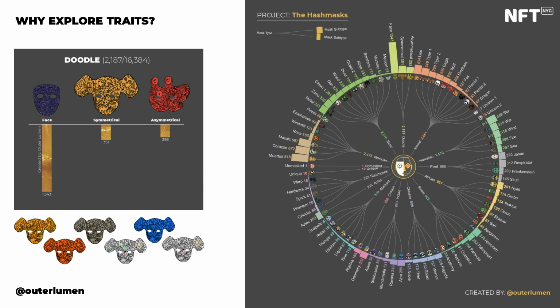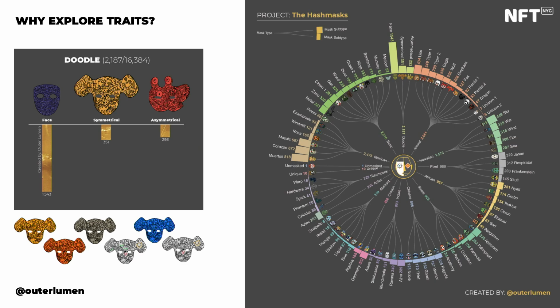I used to work for the Hashmasks for 1.5 years, which is, I guess, an OG NFT project. And the traits were really complex. One of the things that I did is I updated the metadata on OpenSea to reflect that complexity. And as a result, I got super excited to deep dive into that complexity.